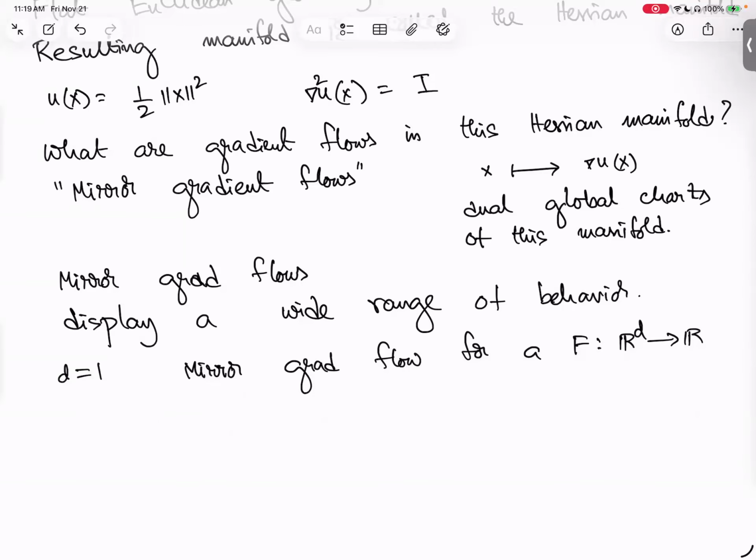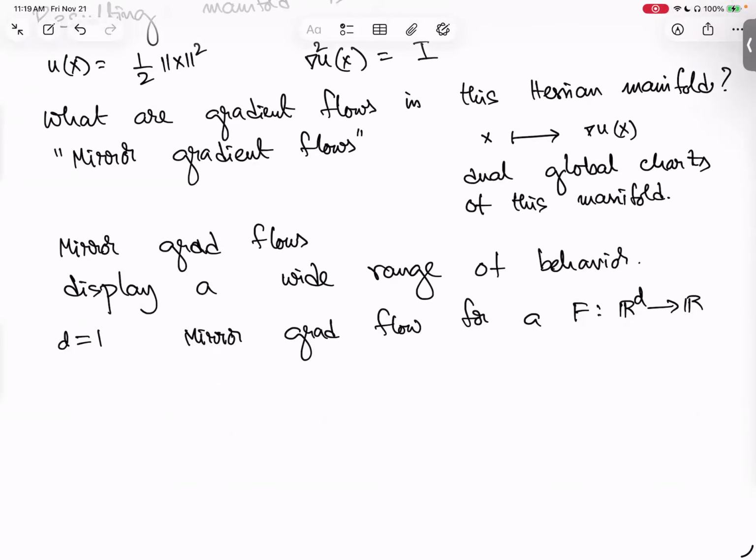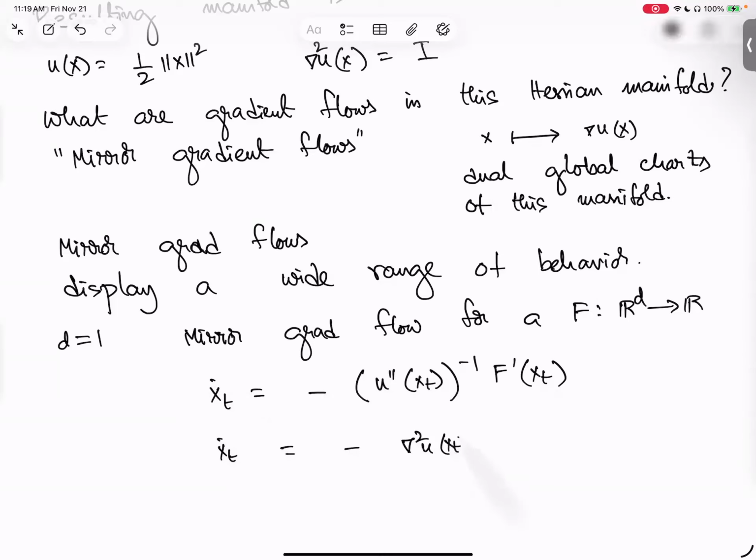It satisfies the following ODE: x dot t is equal to minus u double prime of xt inverse times f prime of xt. In general dimensions, you would write xt dot is equal to minus Hessian of u at xt inverse times gradient of f at xt. I'm just going to stick with dimension d equals 1. That's the ODE that is satisfied by this mirror gradient flow.